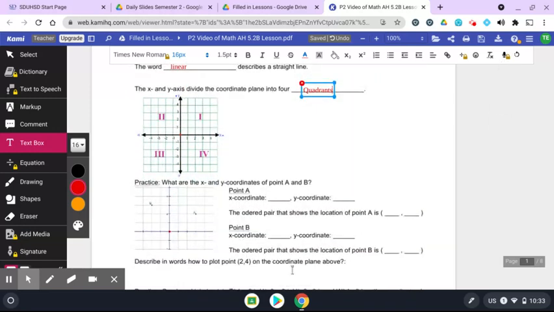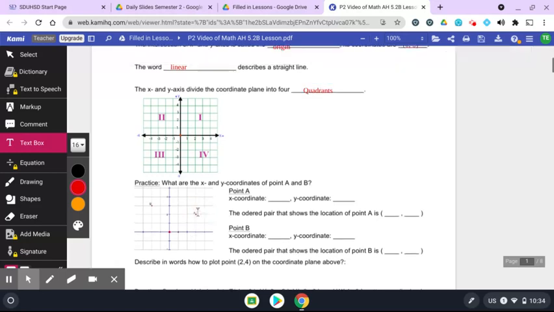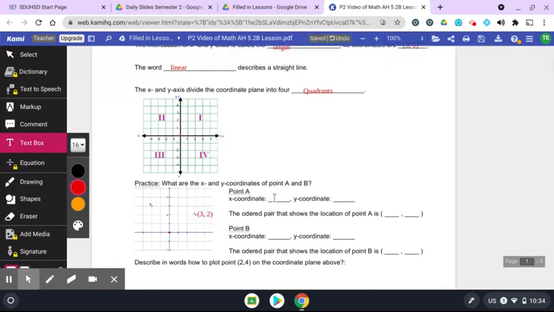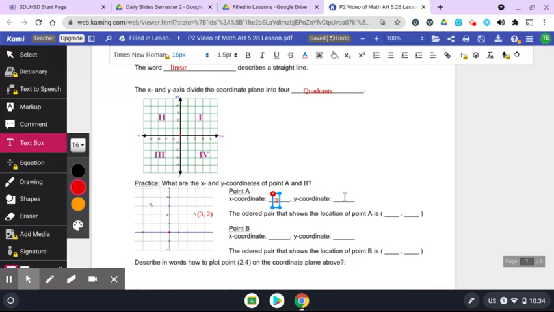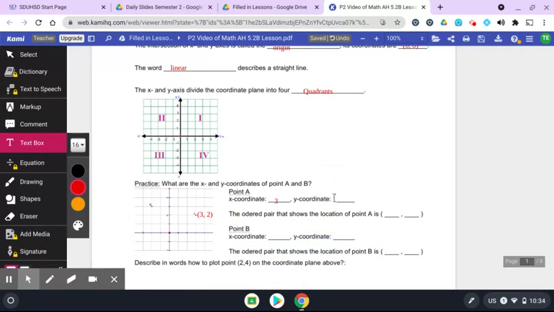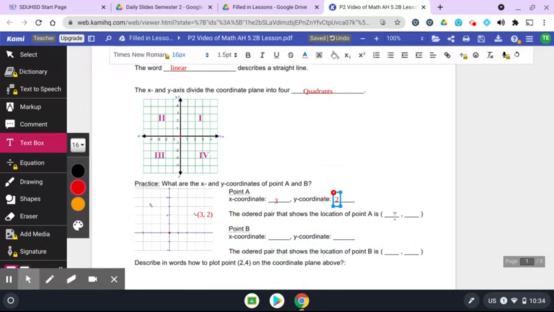All right, so we're looking at where these points are. So coordinate A, when I look up, I have to go 1, 2, 3, and 2 up. So I know that the location of this point is 3 to the right and 2 up. So the x-coordinate is the 3, and the y-coordinate is a 2. And we write the point as (3, 2).